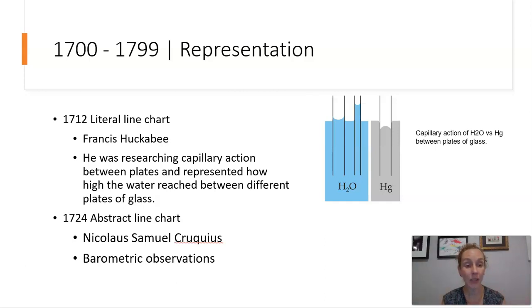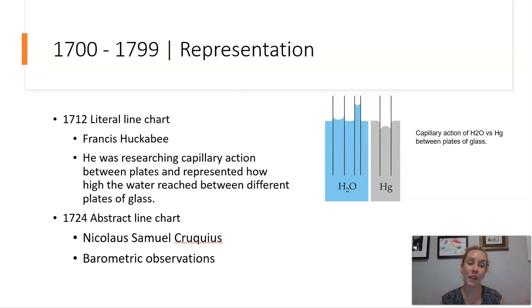And to represent this and to publish this finding in a journal, he made a literal line chart of how far up and how far down each experiment was, right? So this is that literal line chart. 12 years later, there's an abstract line chart, and it's barometric observations. So it's this literal line chart that gives us what we think of as being a line chart today, right?